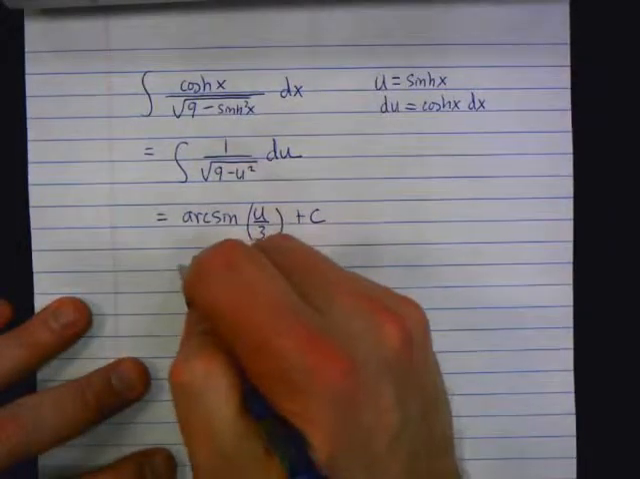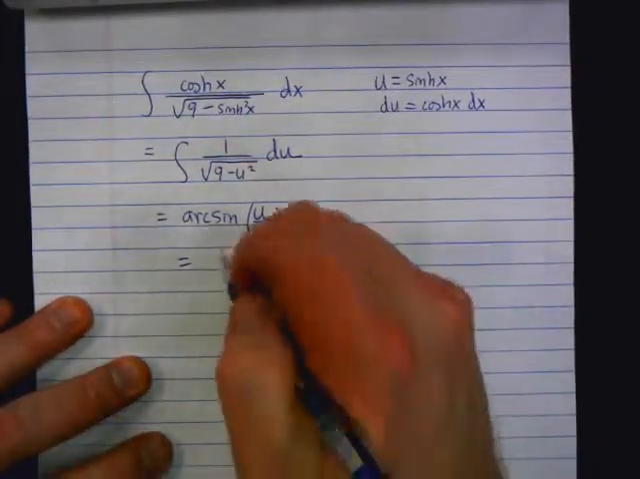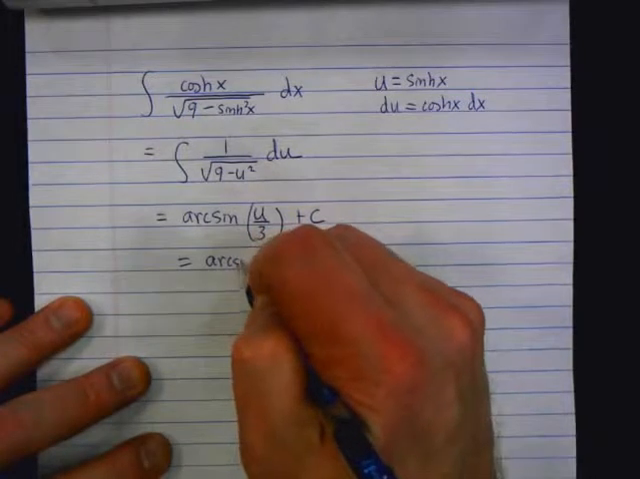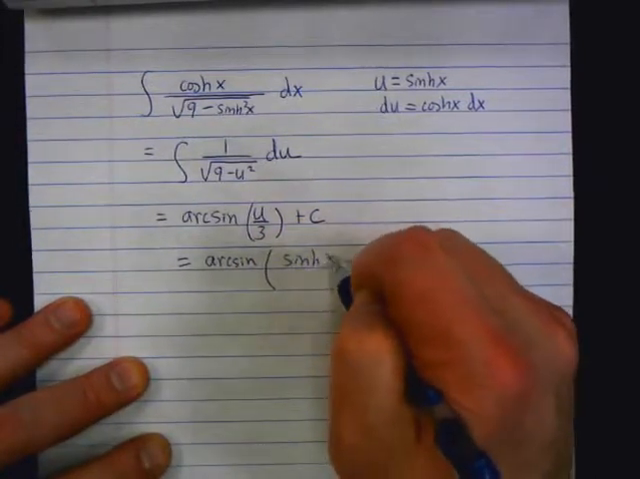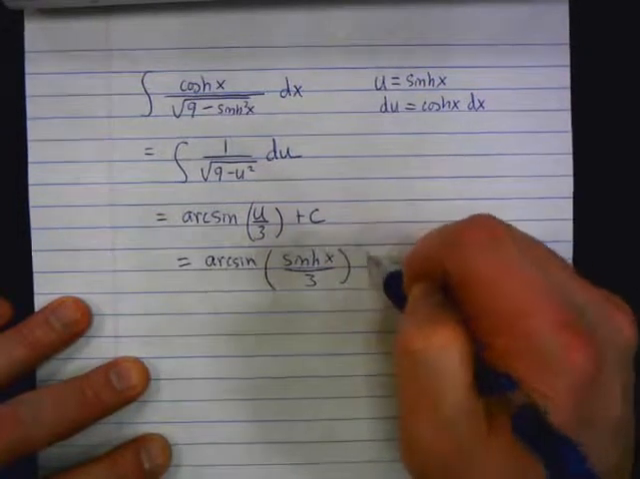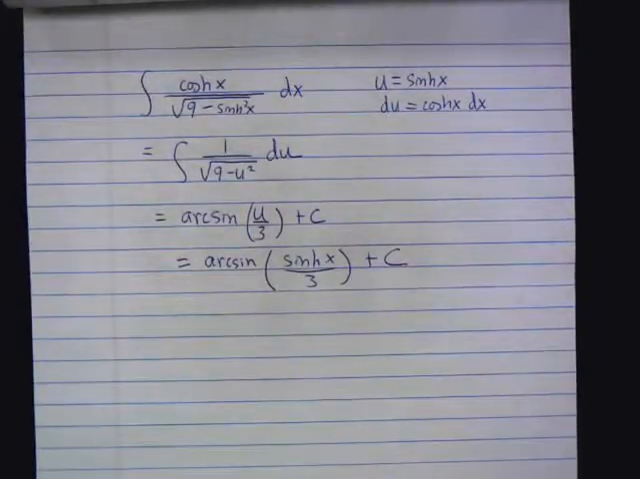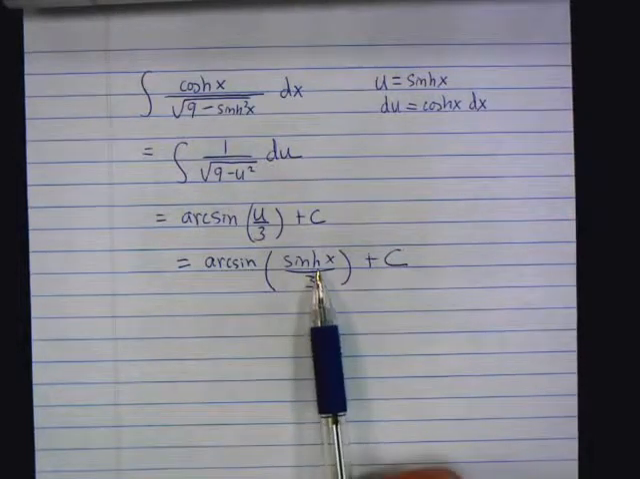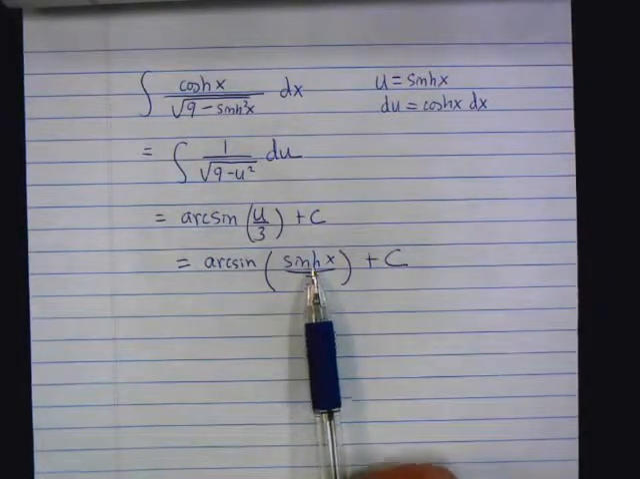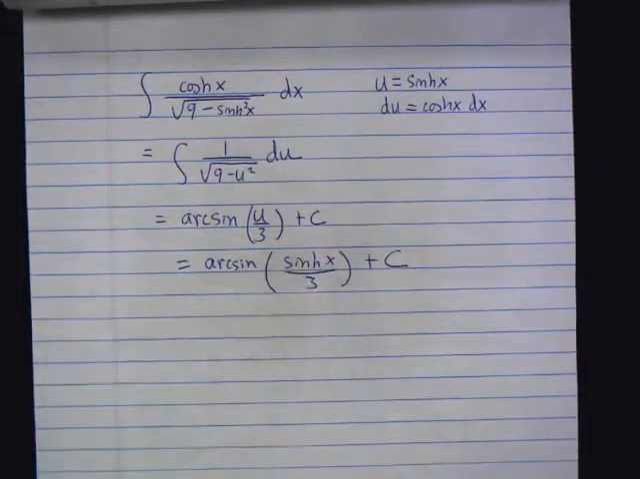So final answer. One of the nicest functions you've ever seen, arc sine of the hyperbolic sine over 3 plus c. And you can't cancel out the arc sine and the hyperbolic sine. They are not inverses. That's correct. Those do not reduce in any way, shape, or form, unfortunately. That is the best you can do right there.